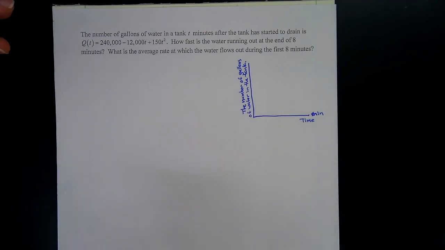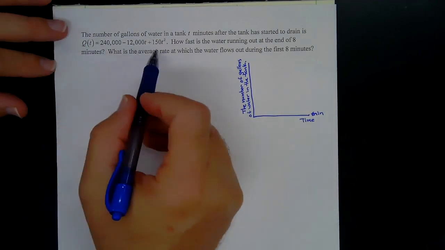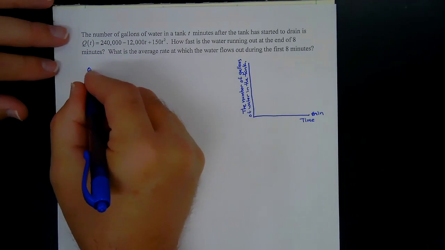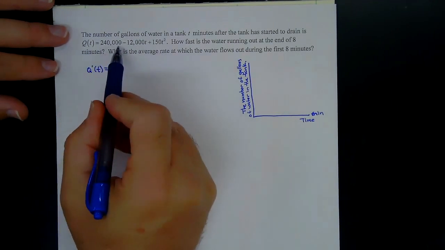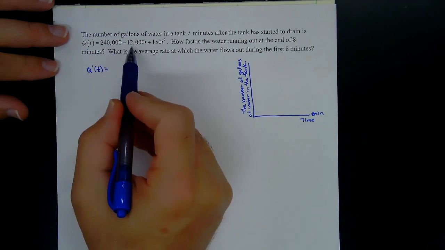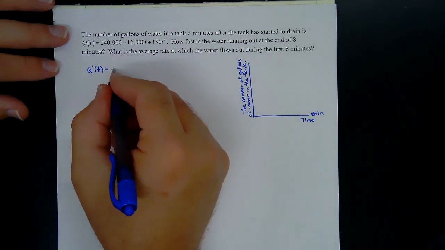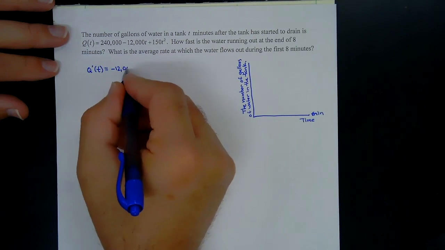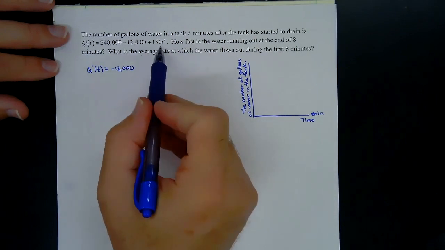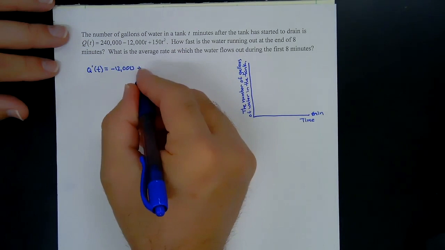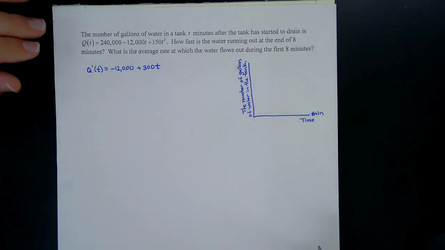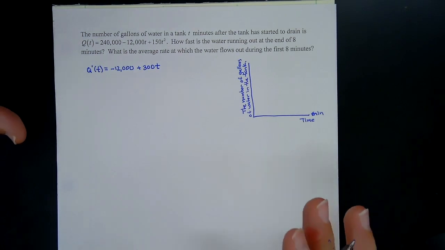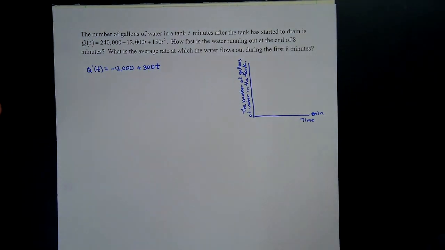Okay, so Q of T is this, which means Q prime of T would equal, well, that's a constant, so that's going to be 0. And negative 12,000 T just becomes negative 12,000. And 150 T squared becomes plus 300 times T. So this gives us the rate of change at any moment in time.